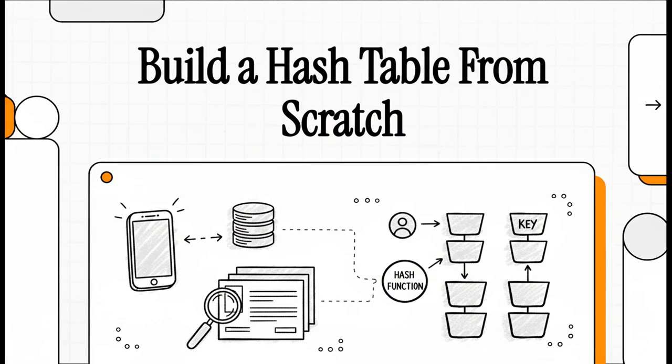Have you ever stopped to wonder how your phone can find a single contact in your address book, or a database can pull up one specific record in just the blink of an eye? I mean, it really feels like magic, doesn't it? Well, it's not. And today, we're going to pull back that curtain and build the exact data structure that makes it all possible, the hash table.